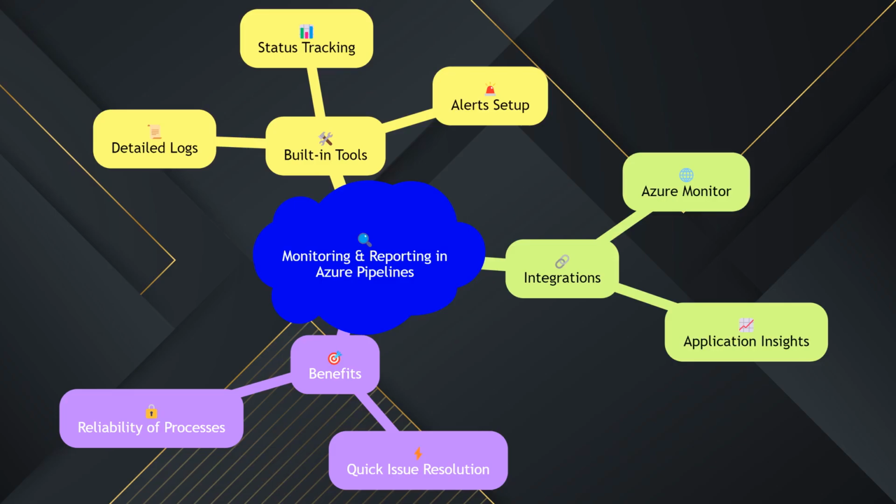Monitoring and reporting are crucial aspects of any CI/CD pipeline. Azure Pipelines provides built-in tools to monitor the health and performance of your pipelines. You can view detailed logs, track the status of builds and releases, and set up alerts for failures or other important events. Additionally, Azure Pipelines integrates with Azure Monitor and Application Insights to provide advanced monitoring and analytics capabilities. This helps you identify and resolve issues quickly, ensuring the reliability of your build and release processes.